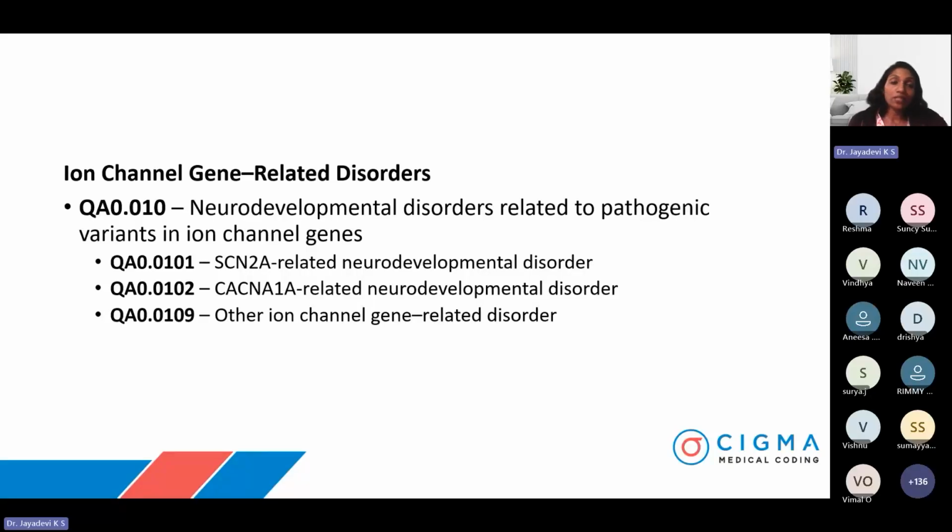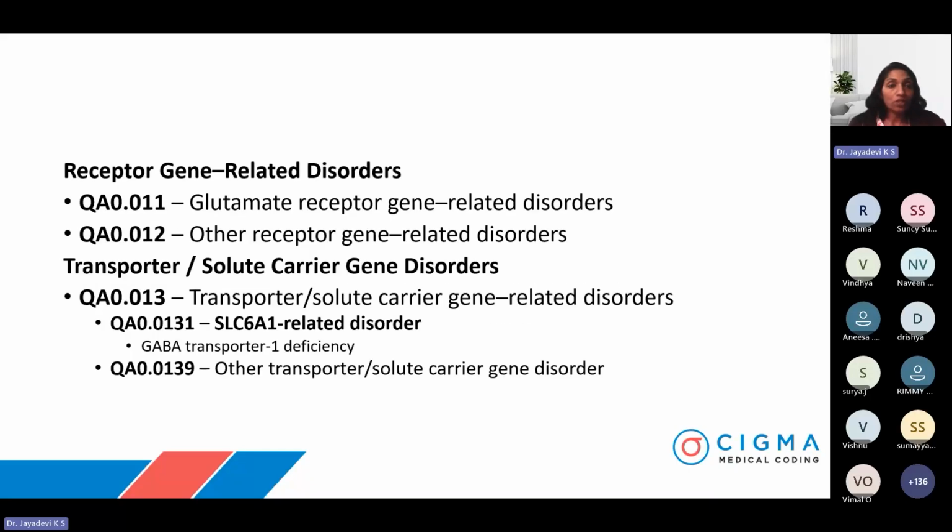Ion channel gene-related disorders, QA0.010, neurodevelopmental disorders related to pathogenic variants in ion channel genes. That is related neurodevelopmental disorders. We have many codes, QA0.01, 0101, 0102, and 0109, and you have to check for the specific condition to take these codes. Now, receptor gene related disorder, also you can have QA0.011 and 012 based on the glutamate receptor gene related disorder or other receptor gene related disorder.